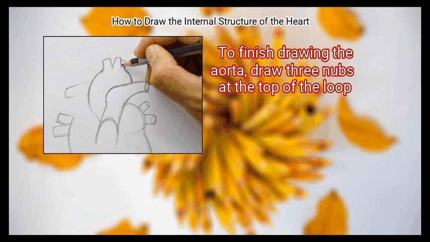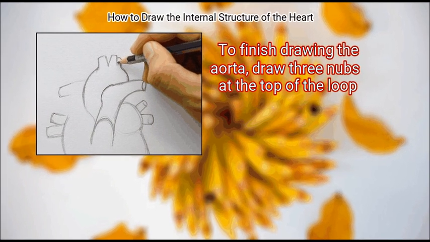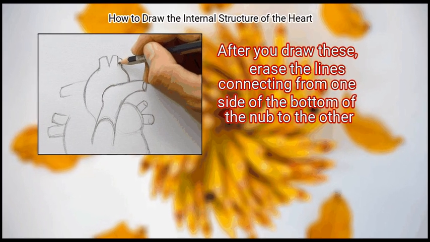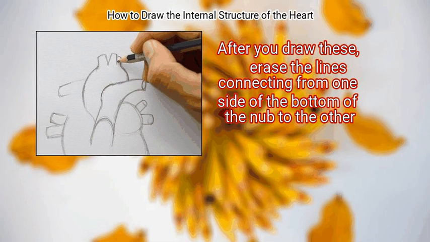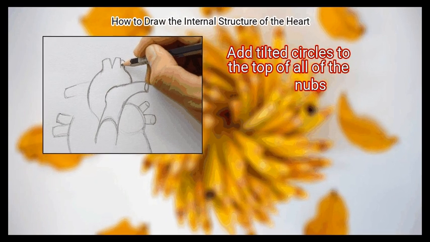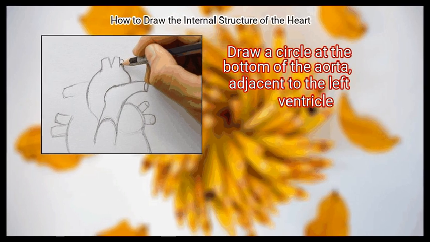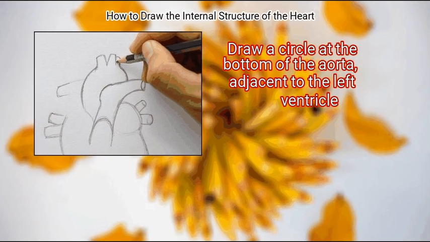To finish drawing the aorta, draw 3 nubs at the top of the loop. After you draw these, erase the lines connecting from one side of the bottom of the nub to the other. Add tilted circles to the top of all of the nubs. Draw a circle at the bottom of the aorta, adjacent to the left ventricle.